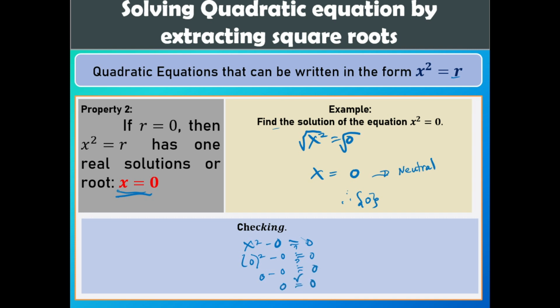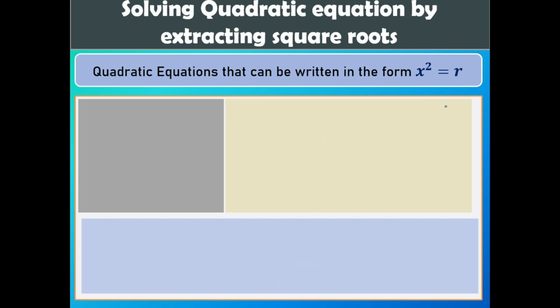Okay, tama yung property number 2. So, if you have like this, x squared equals 0, 0 yung right side, then the answer right away is 0. Let's have property number 3.